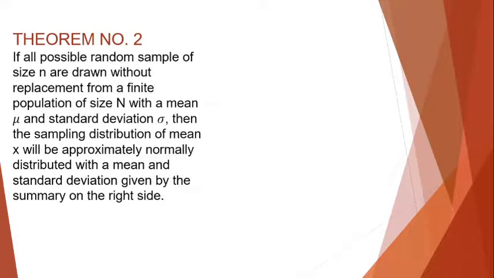Next, Theorem 2. If all possible samples are drawn, ito naman ay without replacement. Ibig sabihin, walang replacement na magaganap. From a finite population of size n with the mean and standard deviation, the sampling distribution of the mean x will be approximately normally distributed with the mean and standard deviation given by the summary on the right side. Ito yun. Same with before, we are going to prove that this is correct.